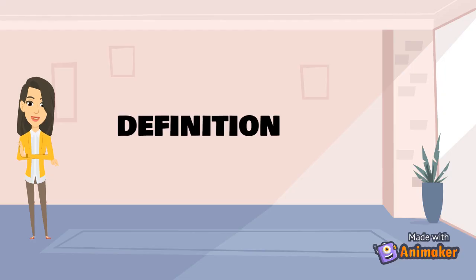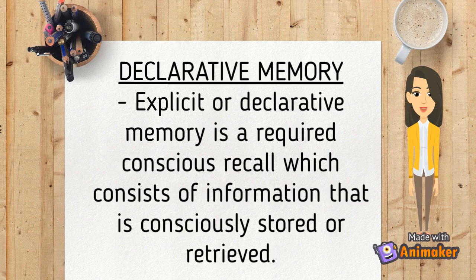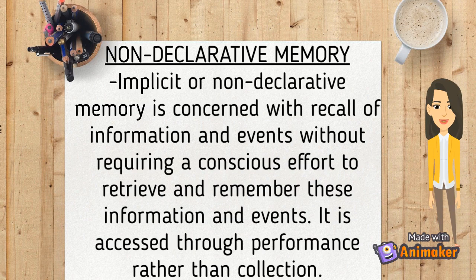Next, the definition of declarative memory and non-declarative memory. Explicit or declarative memory requires conscious recall, which consists of information that is consciously stored or retrieved. Implicit or non-declarative memory is concerned with recall of information and events without requiring a conscious effort to retrieve and remember this information and events. It is accessed through performance rather than recollection.